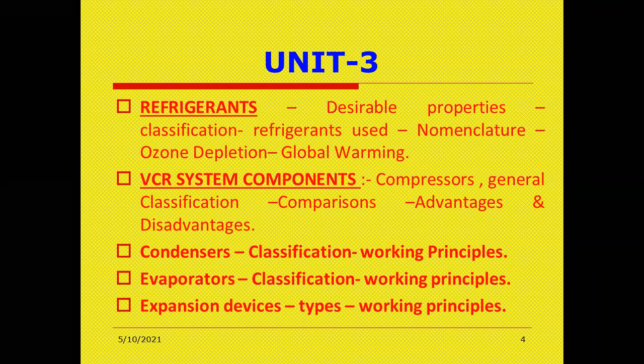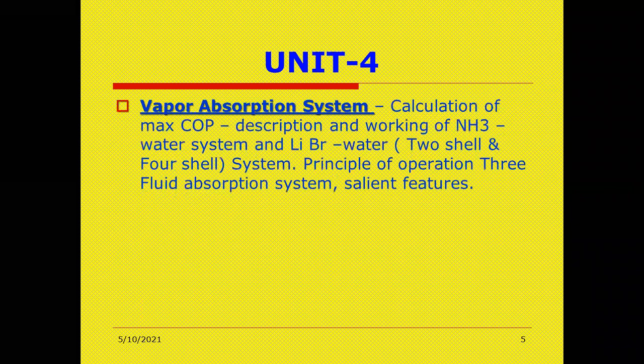Okay, next, going to Unit 4, vapor absorption system. So in the third unit you are seeing VCR, vapor compression. Here we are seeing vapor absorption. What is the calculation, coefficient of performance, the working principle of VAS by using NH3 water system, lithium bromide water, 2 shell type and 4 shell type, and their principle of operation, their salient features.